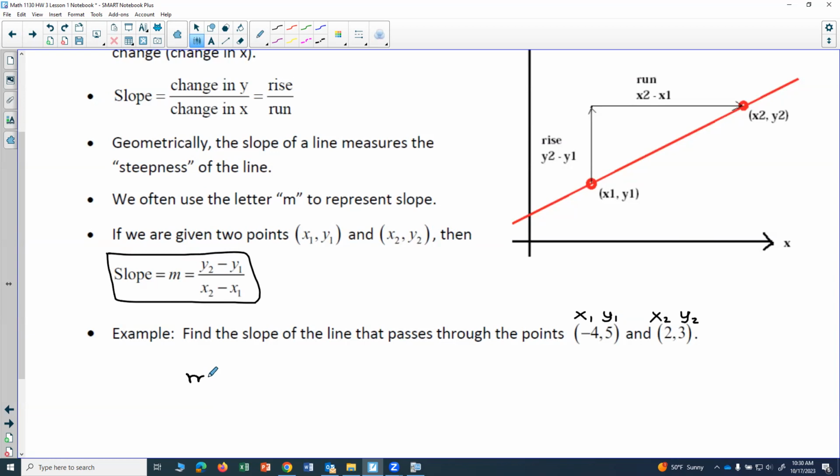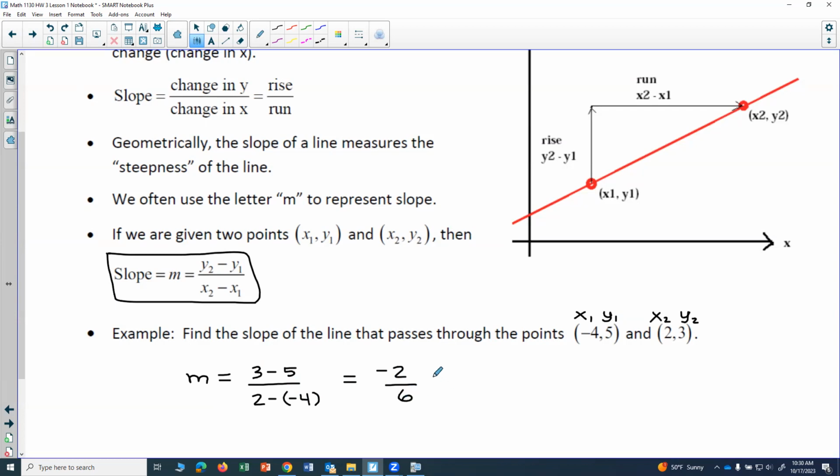So I'm going to get my slope, which I'm going to call m, equals y2, which was a 3, minus y1, which is a 5, divided by x2, which is a 2 from over here, minus x1. Now notice x1 is a negative, so I'm going to go ahead and put that in parentheses. I'm still subtracting it, so I want to keep track of the fact that I'm subtracting a negative. Okay, so 3 minus 5 is -2. 2 minus -4 is the same as 2 plus 4, which would be a 6.